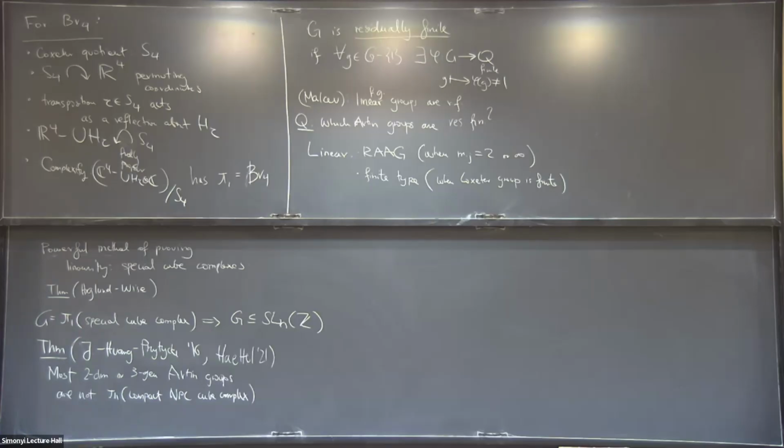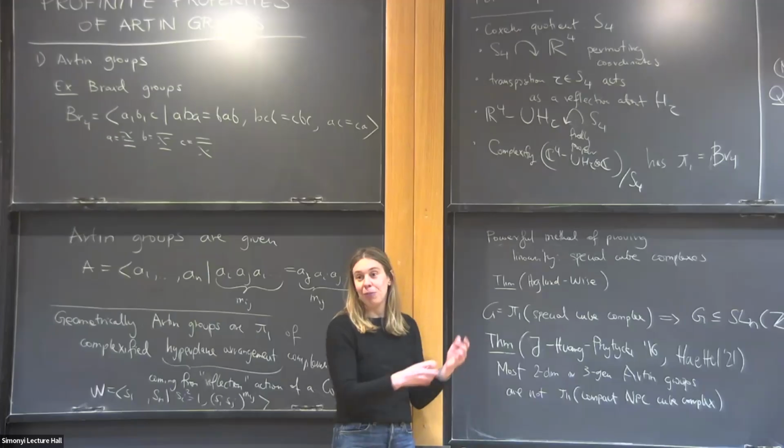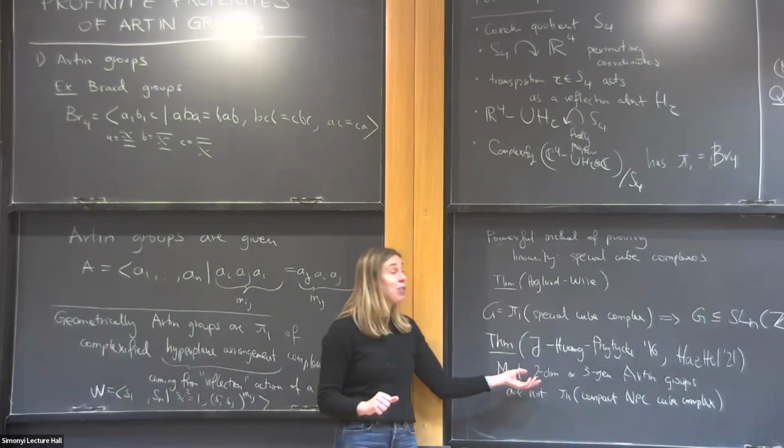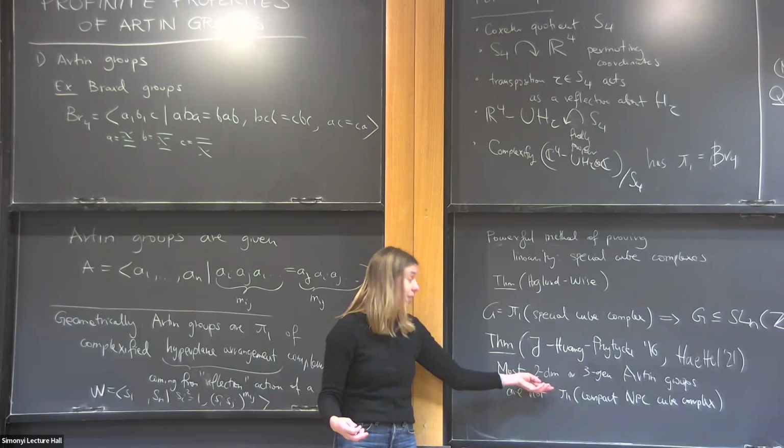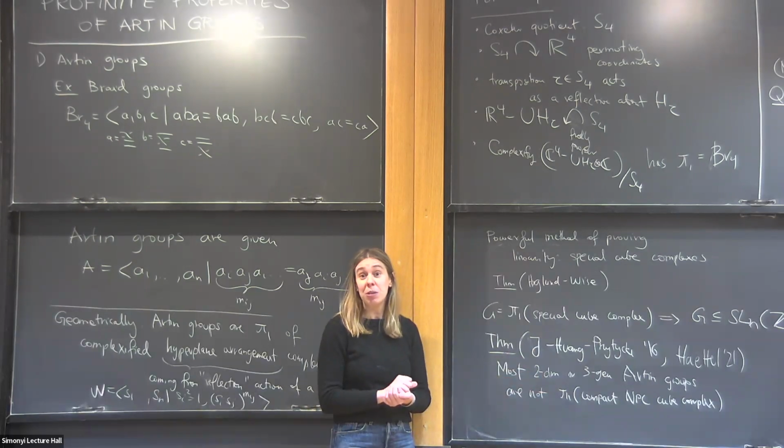What do you mean? Most two-dimensional or three-dimensional? And by most, I mean that we give a full classification for those families. I can tell you exactly what the condition is which must be satisfied to be non-positively curved. Yeah, so there are obvious examples that are right-angled Artin groups, for example, two-dimensional right-angled Artin groups.